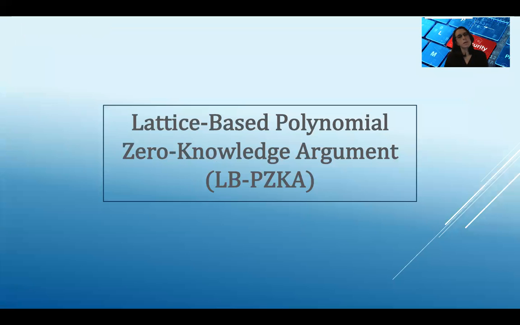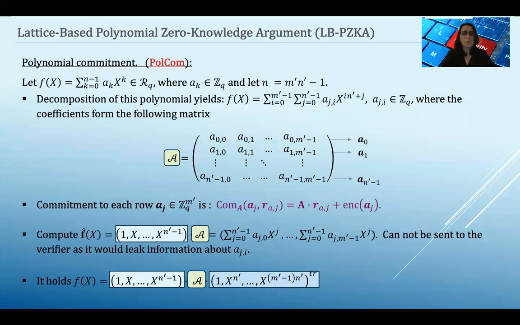Okay, let's move to the main contribution, lattice-based polynomial zero-knowledge argument. Before we introduce the protocol, we first need to define polynomial commitment, how a polynomial commitment over lattices can be constructed. So let's assume f being a polynomial over the ring R_q, where the coefficients of these polynomials are all integers, reduced modulo q. This is a polynomial of dimension n-1. Let's assume that n can be written as m' times n'.